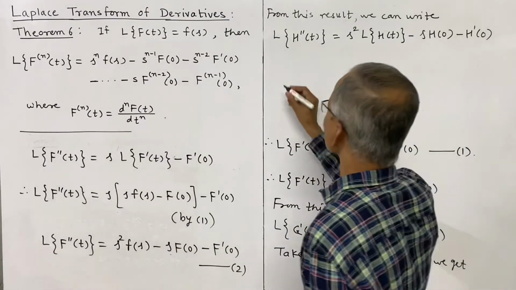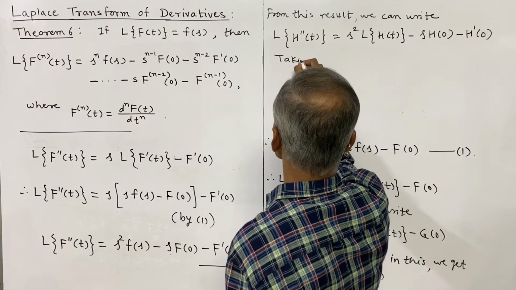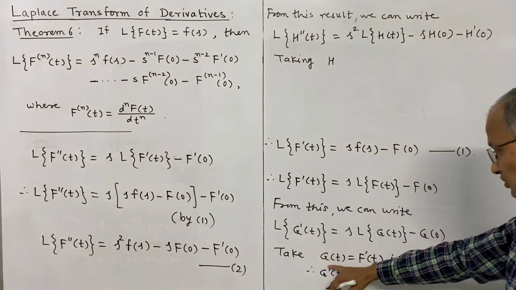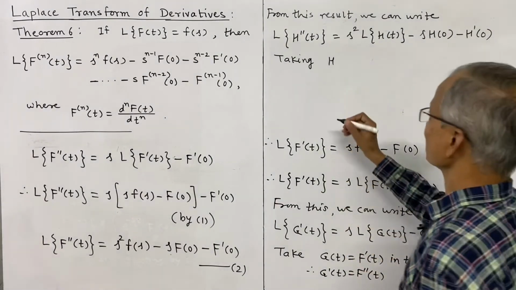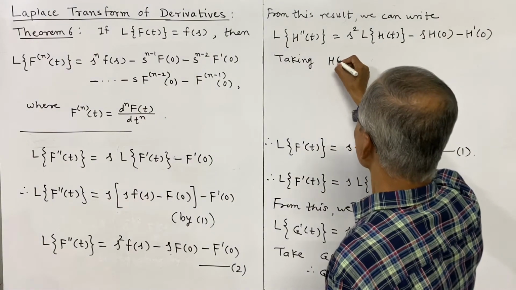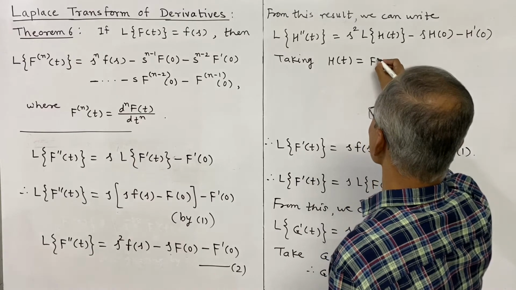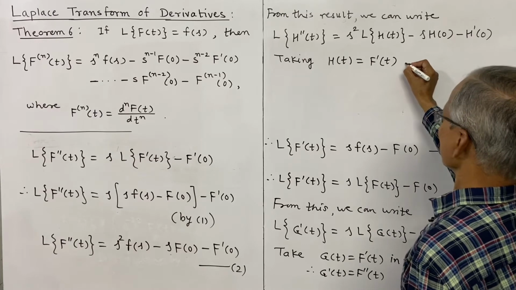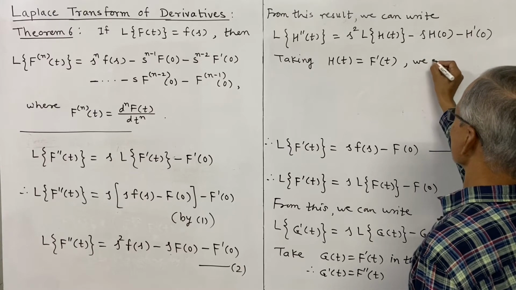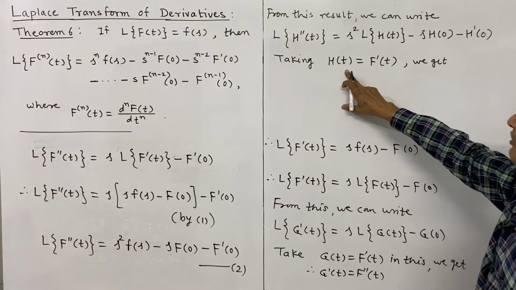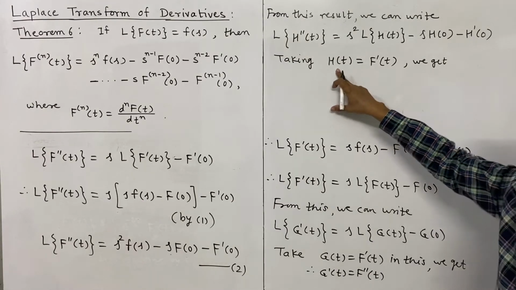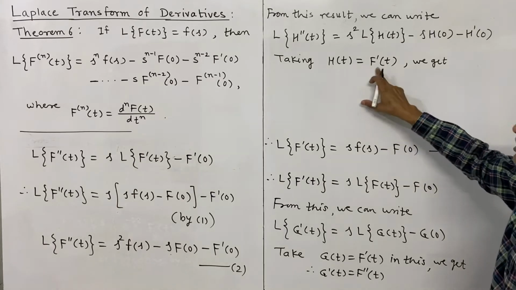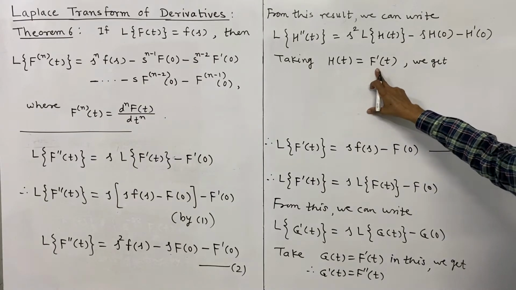Now we write, taking h, see here we have taken g equal to f dash. Now here I shall take h of t equal to f dash of t. We get, taking in this result, we get. Now see, h of t is f dash of t. So what will be the second order derivative of h? It will be the third order derivative of f, differentiating 2 times either side. So that will be the third order derivative of f.